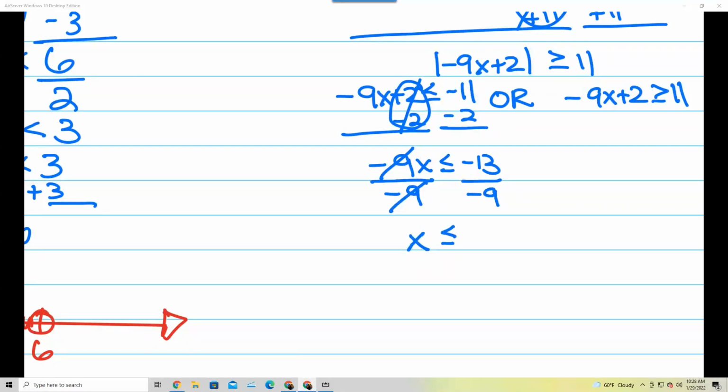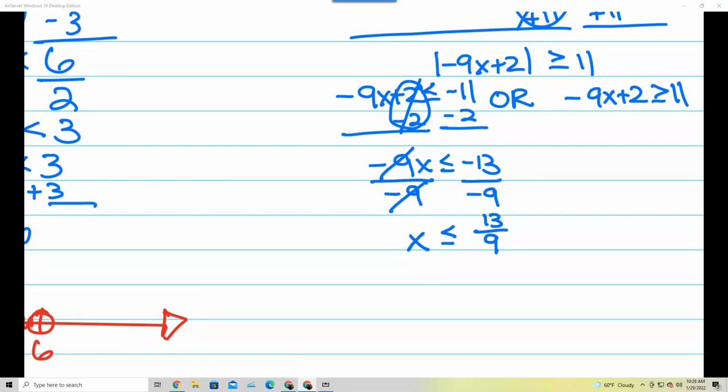Now, when I do this, let me go over a couple of things. First of all, this negative divided by a negative is going to give me a positive. So I know my answer is going to be a positive number. Second thing, I know that I have this 13 over 9, and that is an improper fraction. And guys, it is okay for me to leave it as an improper fraction, which is exactly what I'm going to do. I'm going to leave it as 13 over 9.